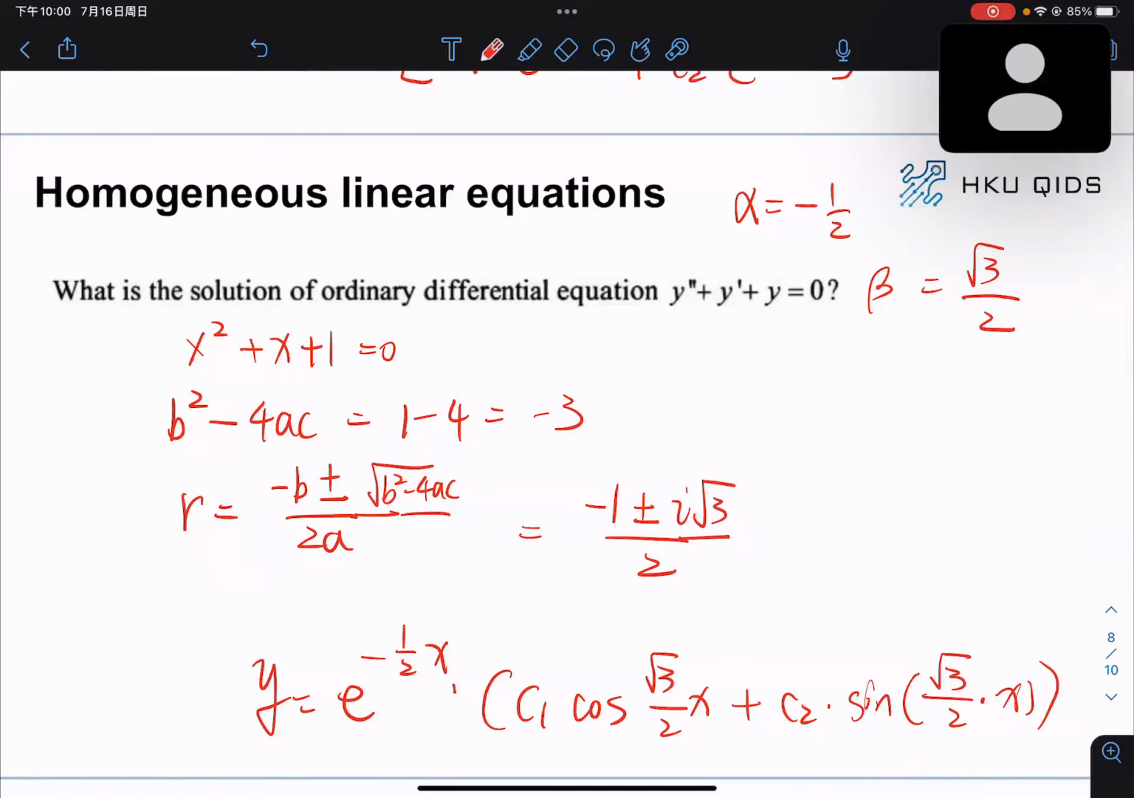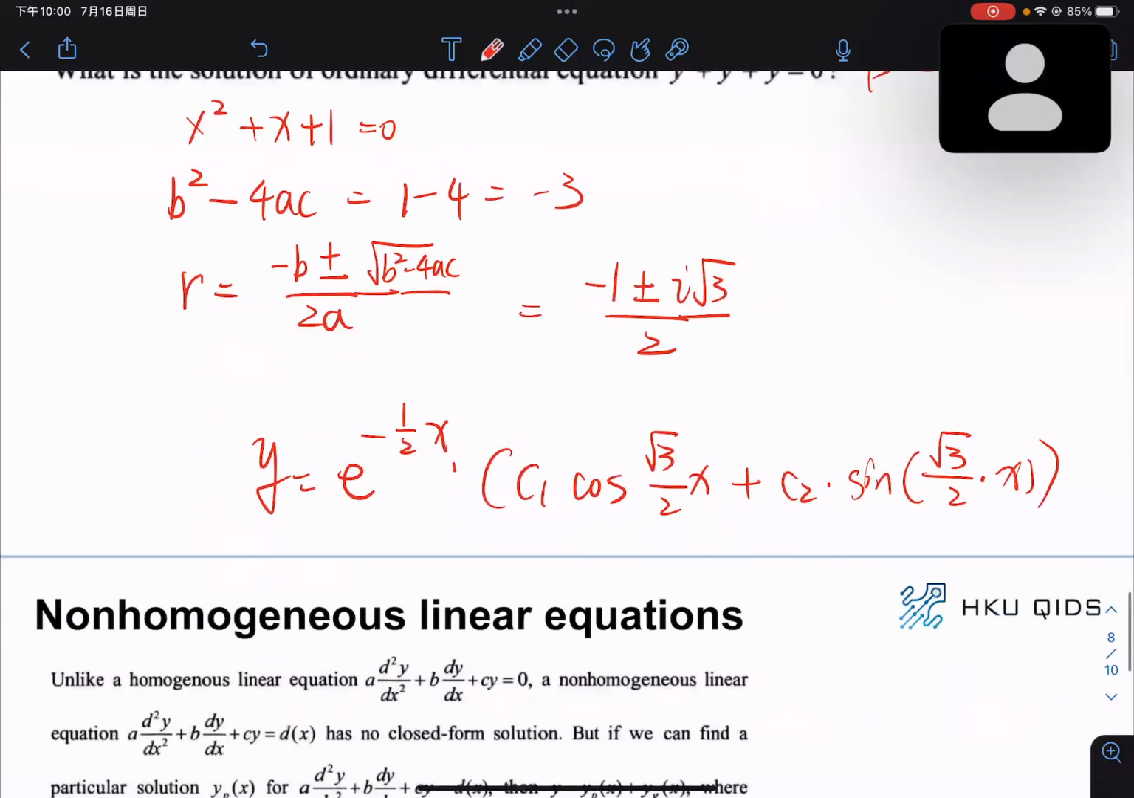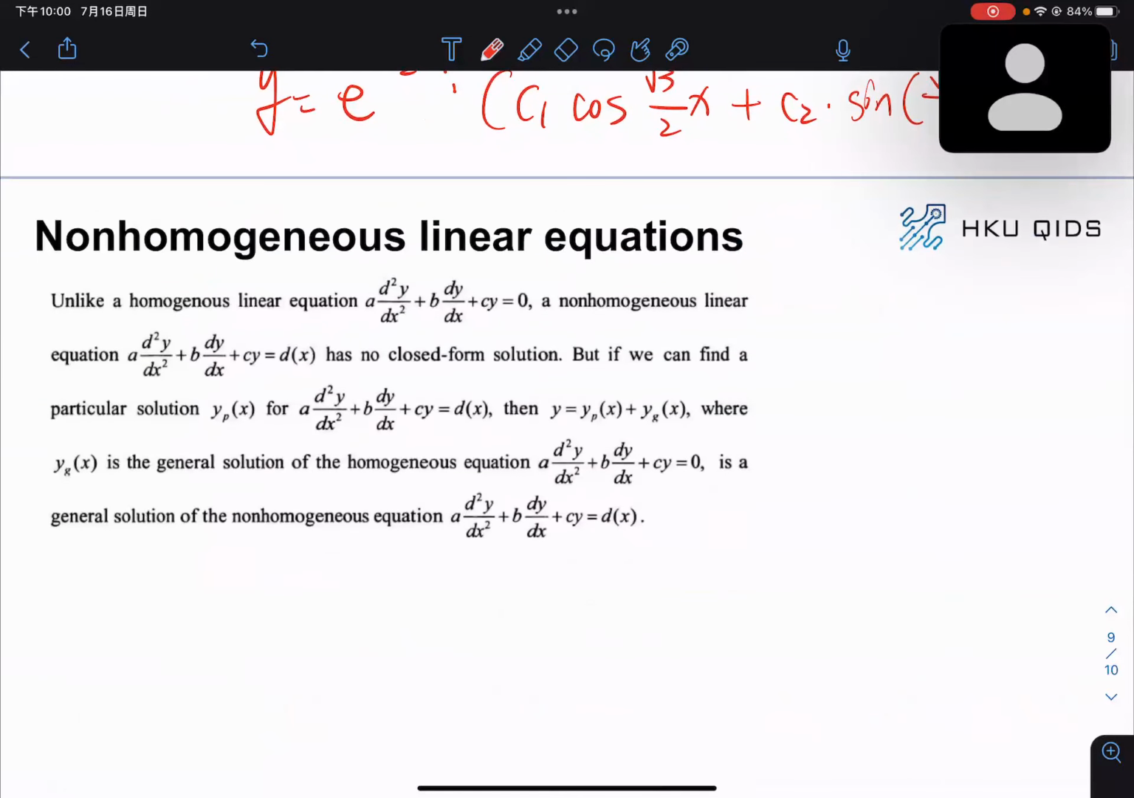So you can see as long as you remember the general solution, it becomes quite easy. You just need to solve a quadratic equation, okay? And now let's consider non-homogeneous linear equations. It's basically the same. We just replace the 0 on the right-hand side with some kind of function of x. Let's call it d(x). The problem is that it has no closed form solution, but we can find that if we have a general solution for the 0 cases, right?